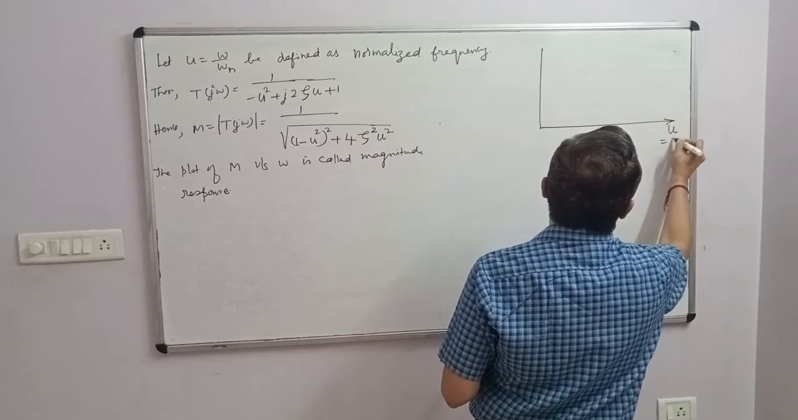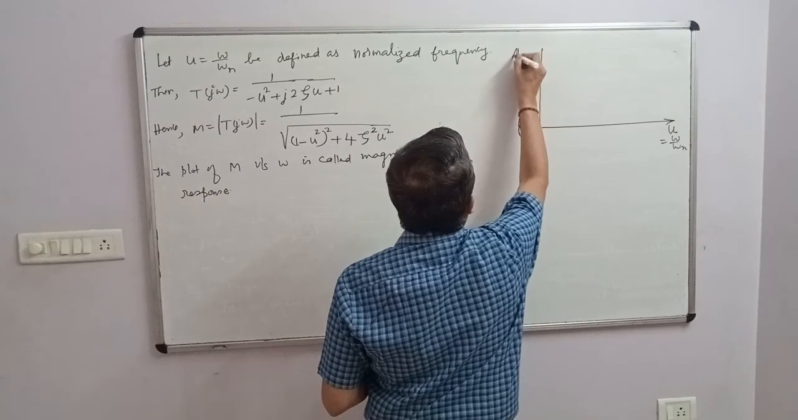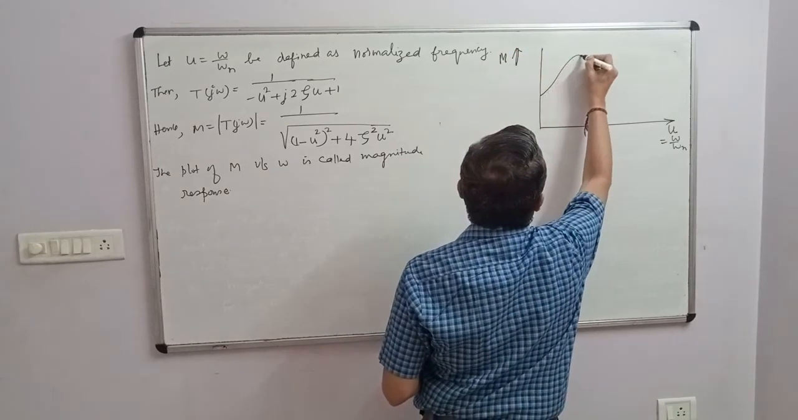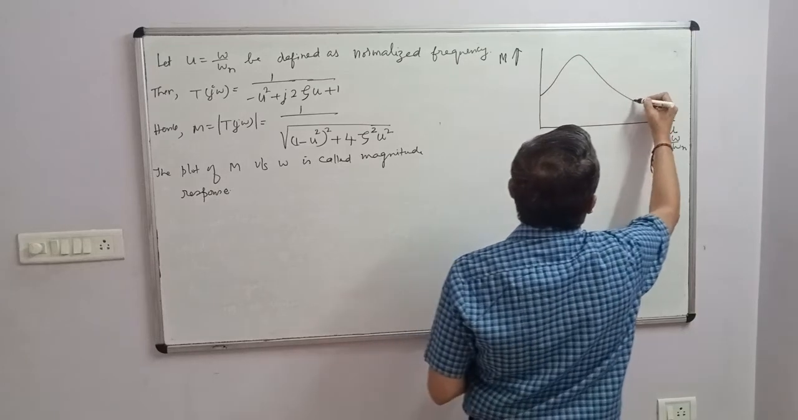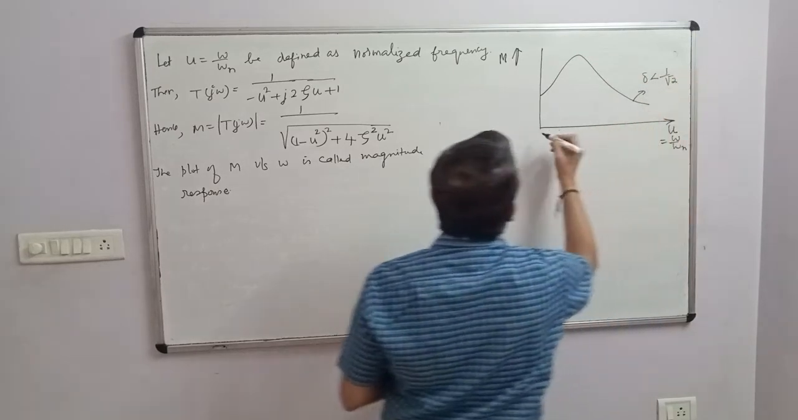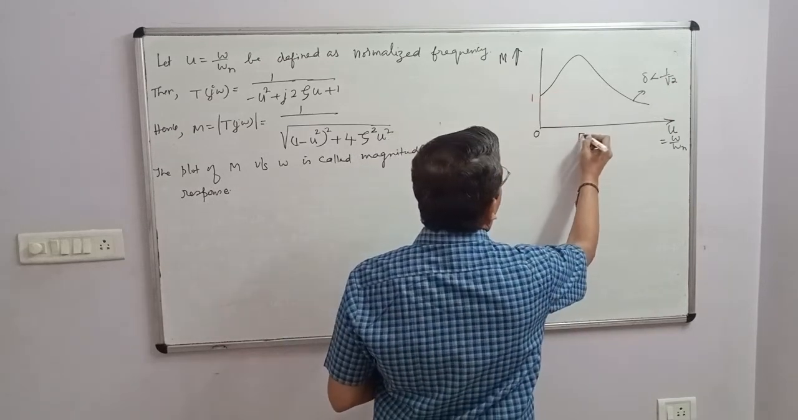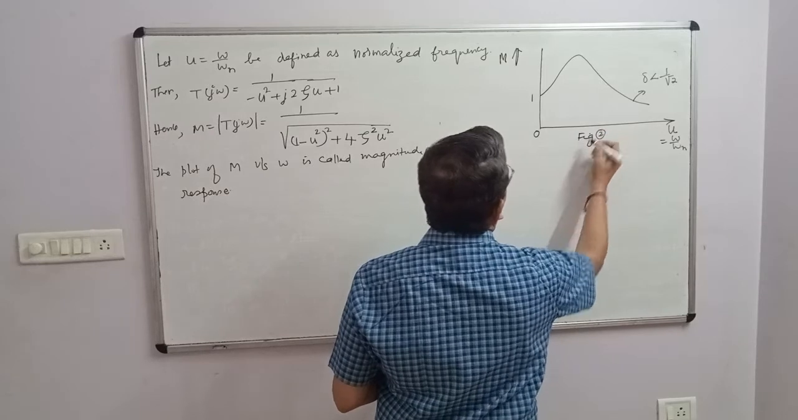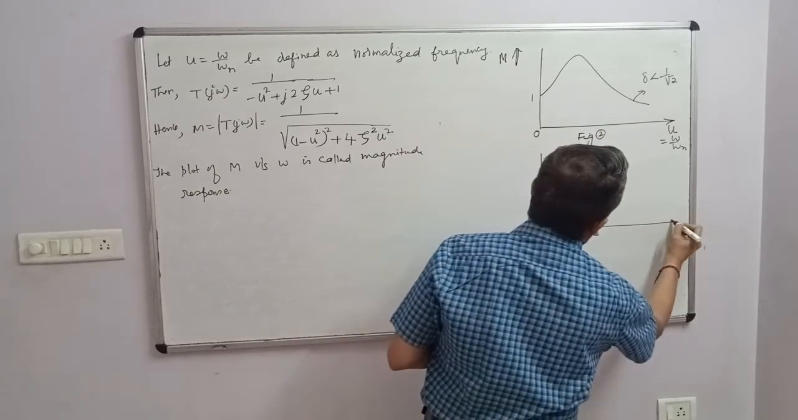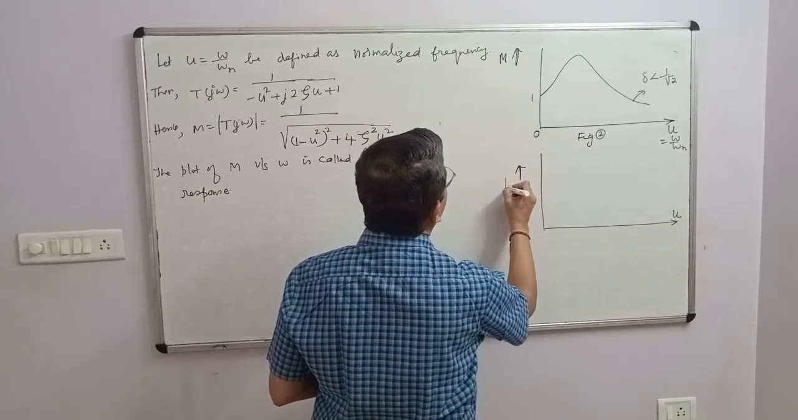X-axis is u. U is what? Omega by omega n. Y-axis stands for m. This is the plot of m versus u when zeta is less than 1 by root 2. When u is equal to 0, the magnitude is 1. This I will call figure number 2. Figure number 3 I will show here. Again, x-axis is u. Y-axis is m.